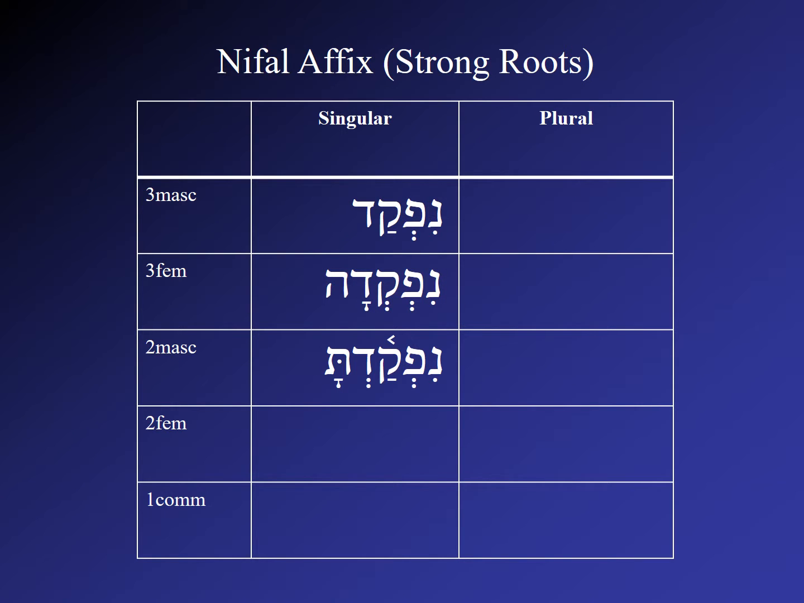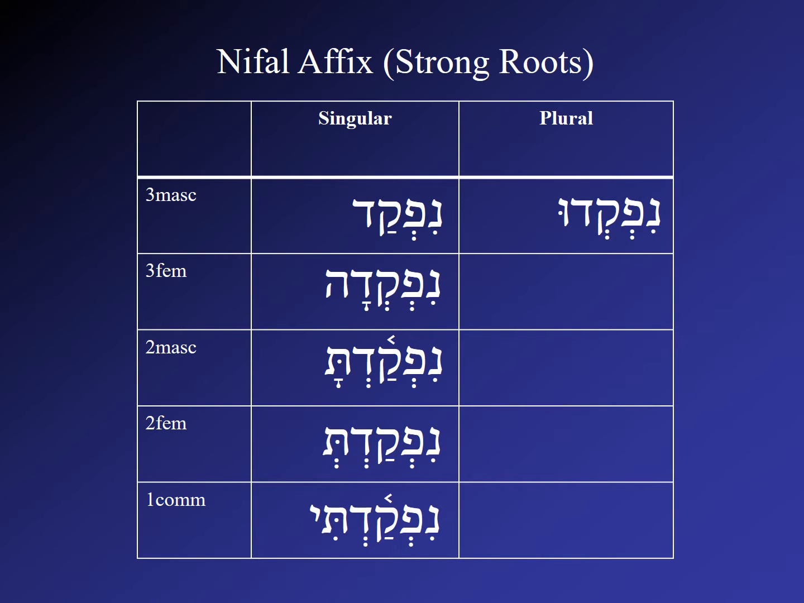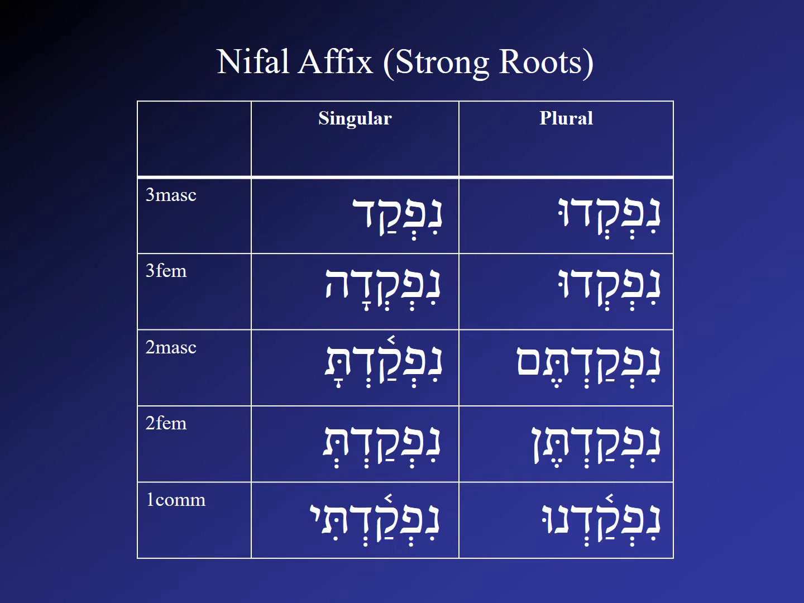Second masculine singular should be fairly predictable. We again have our nun preformative with the hirek. We have our second masculine singular affix, and here we have our a class vowel back. So in all the forms where the affix starts with a consonant, we get this a class vowel. Whenever it begins with a vowel, we get a shva. So nifkad, nifkadti, nifkadu, nifkadtem, nifkadten, nifkadnu. So this is the nifal affix of our strong root pkad.